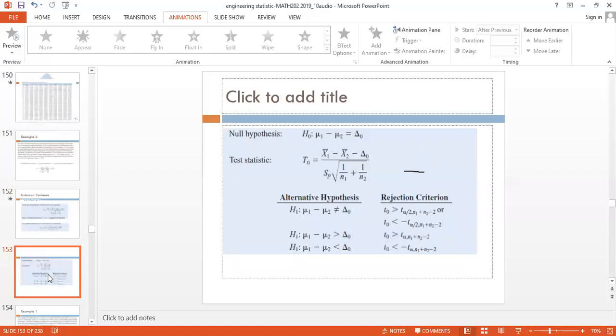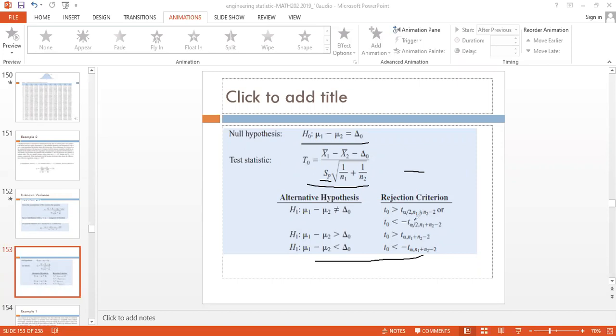Further notes on the same thing. Like we said, our null hypothesis will still be the same because we are testing the difference of means, and our test statistic will also be the same. The only difference is what? Calculation of your pooled standard deviation. And then the decision is also going to be the same.